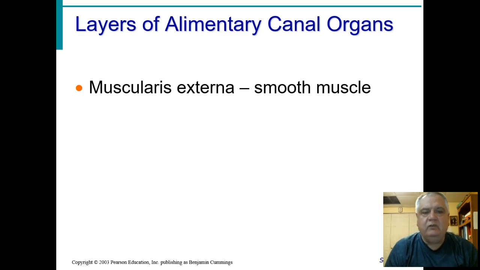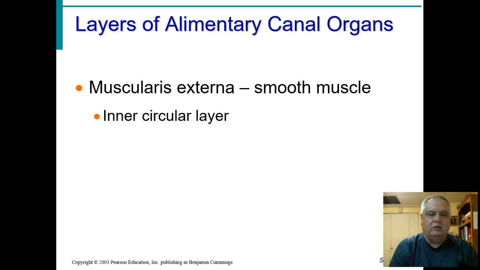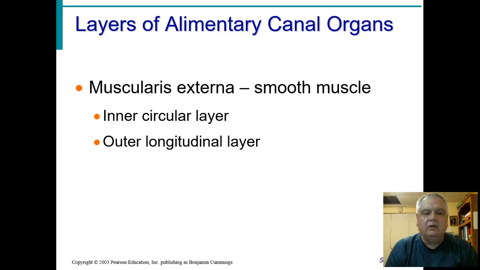Next up, we have the muscularis externa. This is made up of smooth muscle tissue. There is an inner circular layer. Now we have it right on this slide. The circular layer is the inner layer. And there is an outer layer, which is referred to as the longitudinal layer. And we'll see how that works again whenever we take a look at the diagram.